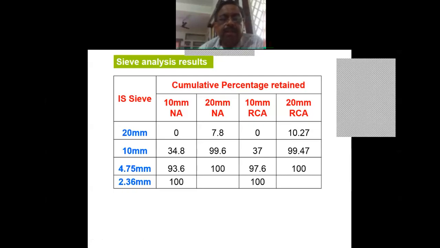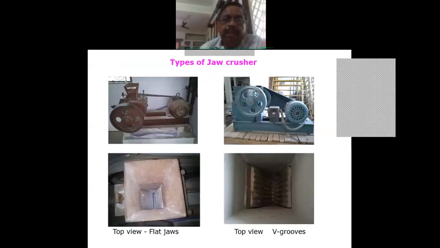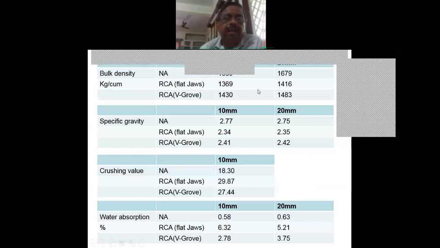It changes its properties. So to study the different jaw crushers, in our laboratory we had a flat jaw and the V groove jaws. When we put in the bigger chunk and crushed it, with this V jaw, the loose particles and mortar can be removed very easily, and it has low mortar content in the aggregates. So that is reflected in the various properties of the aggregates.